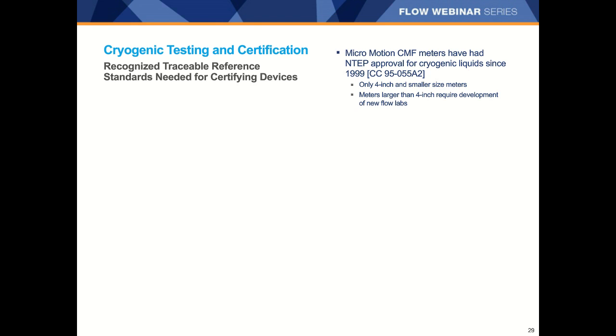Micro Motion Coriolis meters have been tested, certified, and used for custody transfer legal trade of LNG and other cryogenic fluids for over 16 years now. However, the largest Coriolis meters that have NTEP certification are 4-inch meters. Some of the reason why meters larger than 4 inches in size have not yet been officially certified is because there have been no officially recognized traceable cryogenic test facilities in the world capable of testing at the higher flow rates that are needed to certify these larger meters with cryogenic fluid.